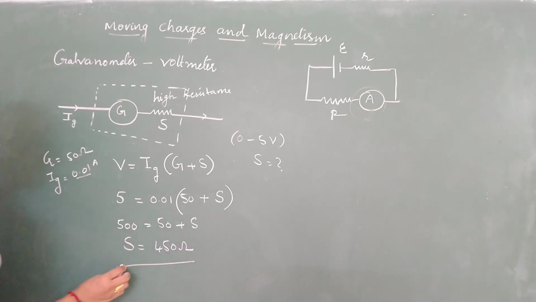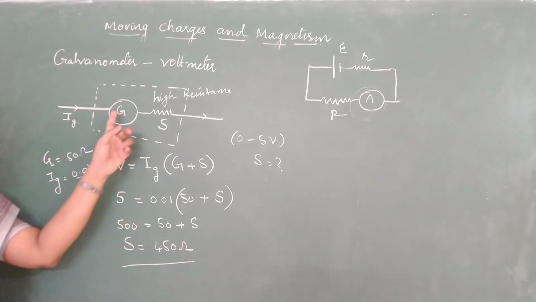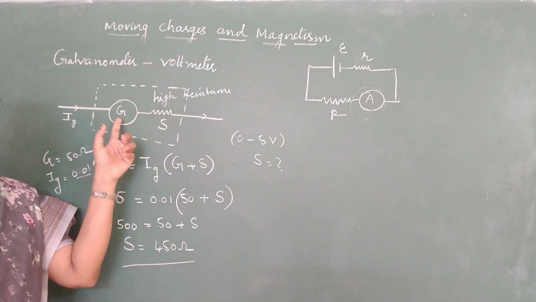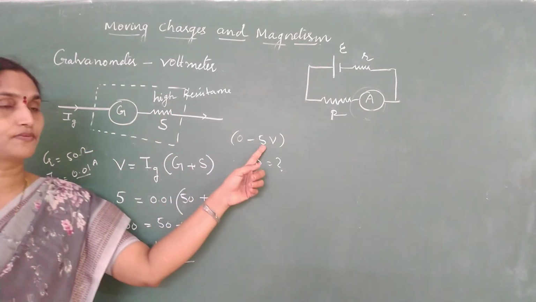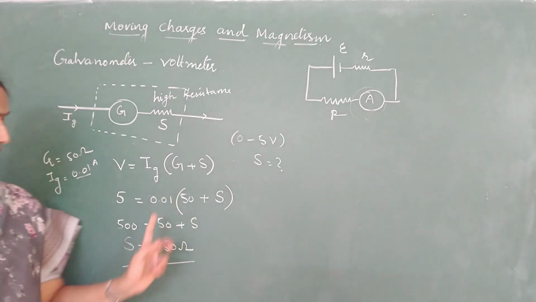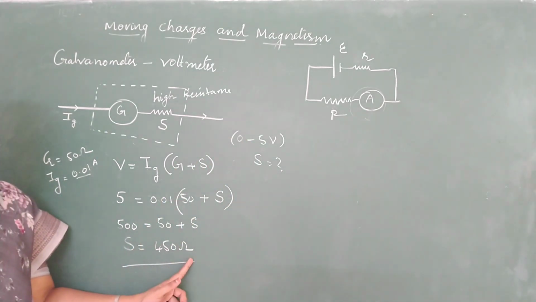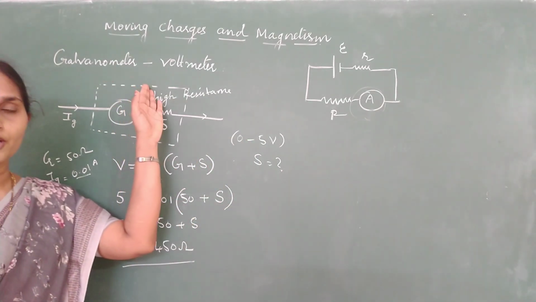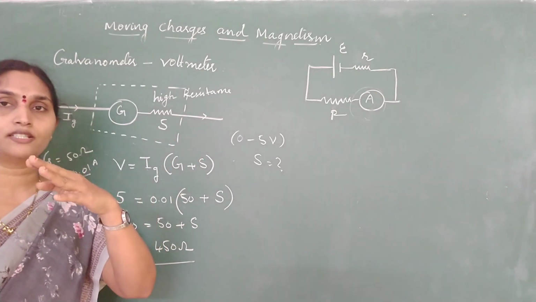450 ohms. So the shunt that has to be added in series to convert a galvanometer into a voltmeter of 0 to 5 volts range is 450 ohms. Then again calibrate the measurements. It is actually deflecting for Ig.